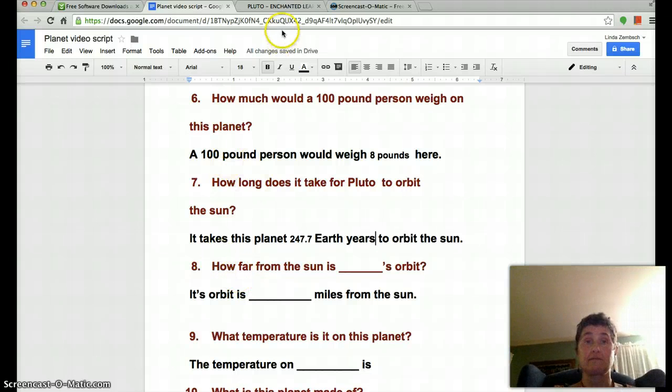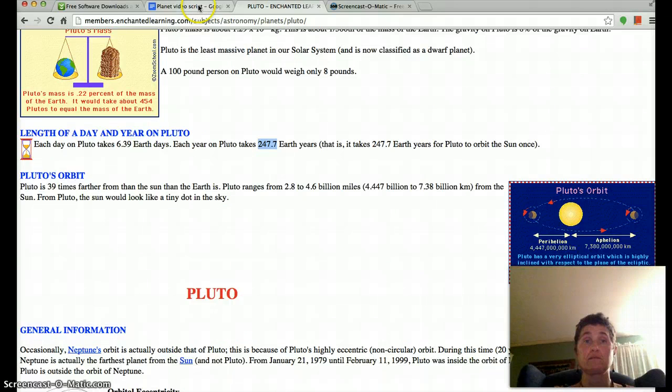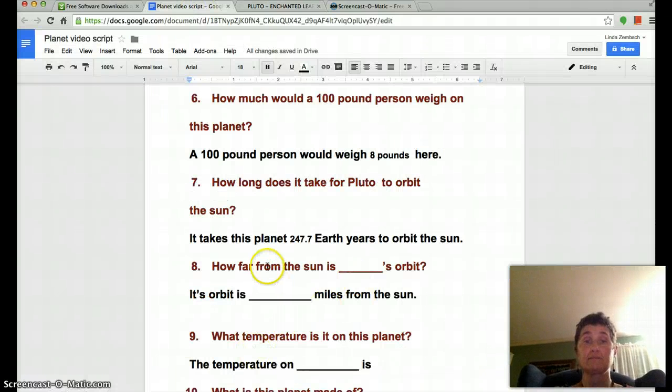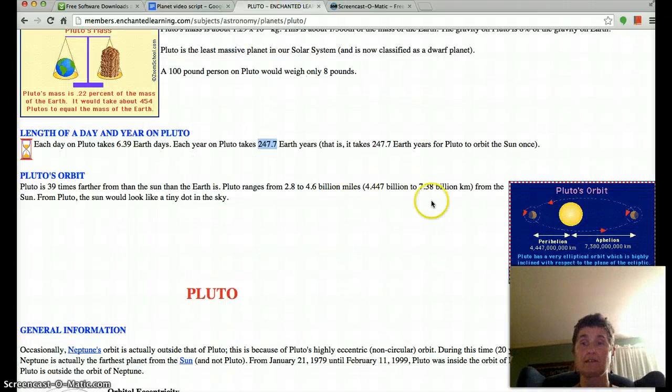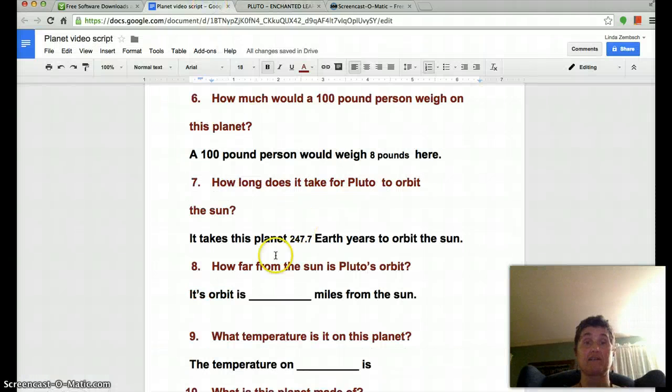Number 8. How far from the Sun is Pluto's orbit? All right. Okay, Pluto's orbit is from 2.8 to 4.6 billion miles from the Sun. So that's very, very, very far.